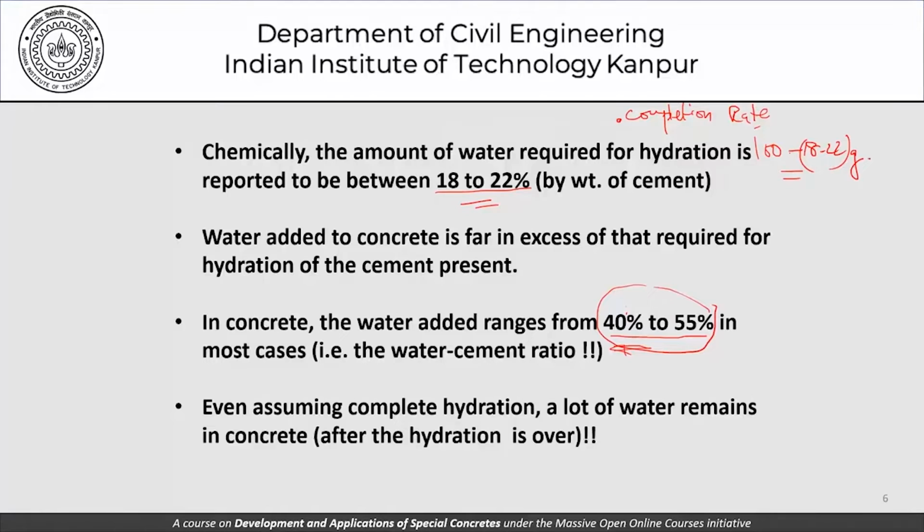It all remains in concrete after the hydration is over. Even if we assume that all this 20 grams of water which is required, or 20% of water, is actually consumed, and all the cement actually gets hydrated, there is half a possibility that some part of cement does not get hydrated at all. In that case, even that amount of water which would normally have been consumed in hydration also remains. In addition to that, we have added so much more water, and that is in any case going to be around in the cement matrix.